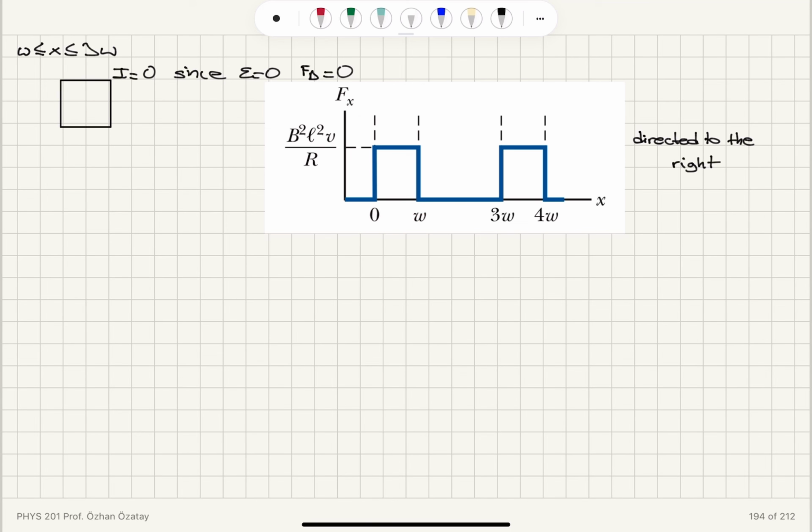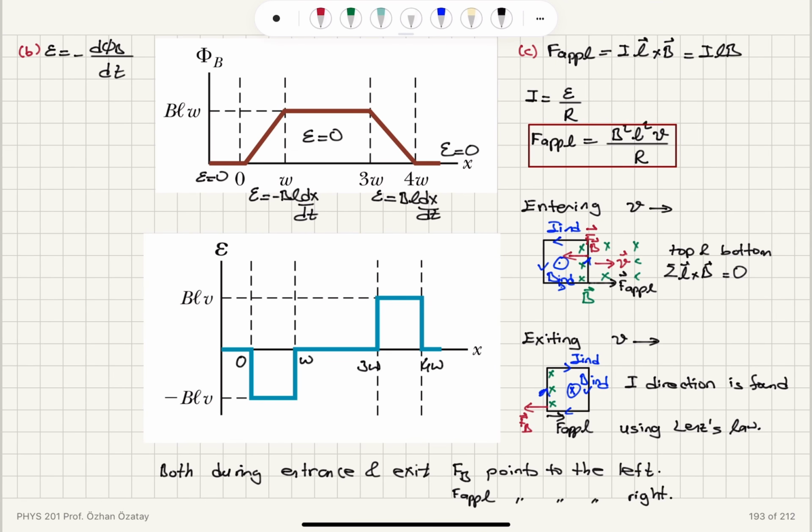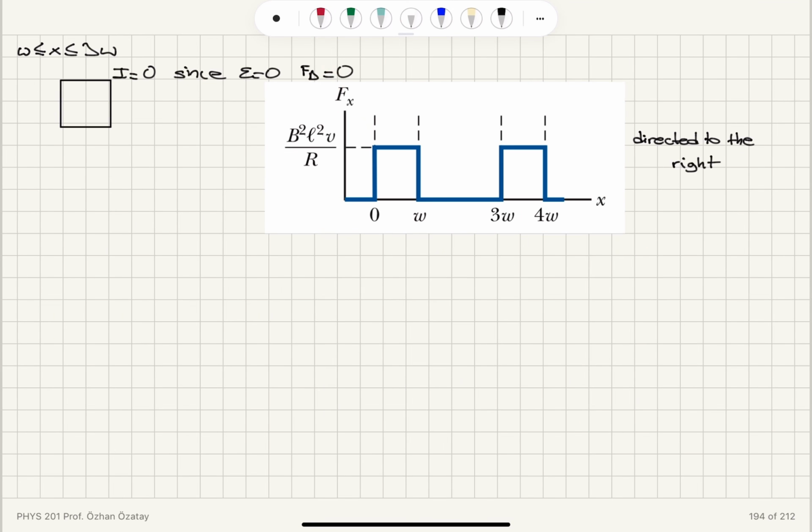For x between 0 and W, 3W and 4W, in between what happens? The induced current is 0 since the EMF is 0, which means the magnetic force is 0. Therefore, we don't need any applied force in this region.